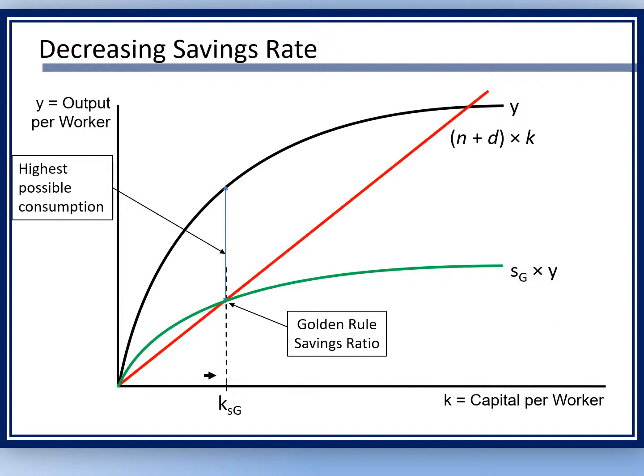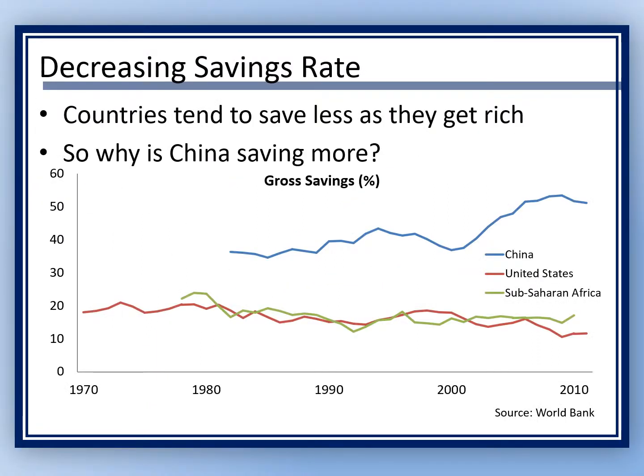Do we see that? Well, to a certain extent, the savings rate is declining in places like the United States. On the other hand, it's going up in China, despite the fact that China has become a lot richer than before. So it's interesting to know why China has this particular pattern.